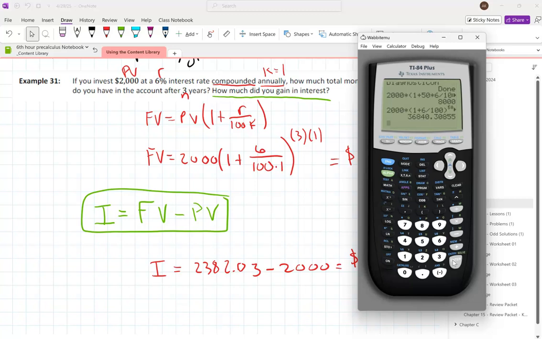And all that's happening there, the only difference is instead of $2,000 earning interest every year, it's the value in the account that's earning interest. Okay, so that's all that's happening, but boy, that adds up.